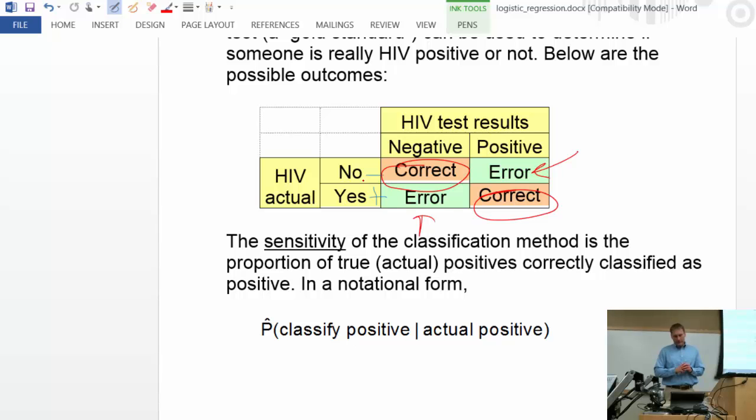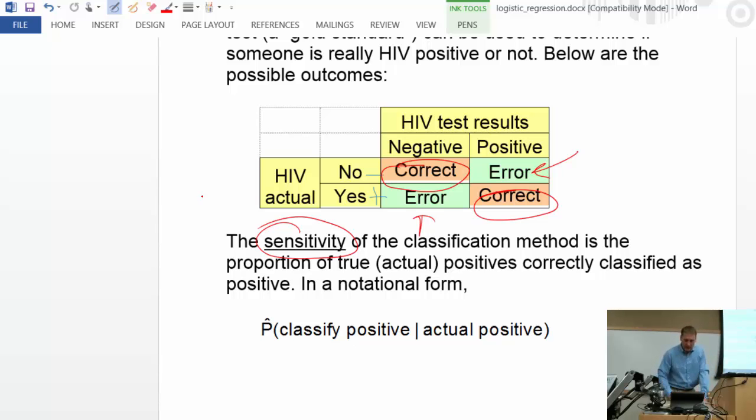Okay. So then, in diagnostic testing situations such as this, and this is where it more originated, but it's used in many other places too, you can focus on those two correct cells there. And we can start defining probabilities of being in those cells. So we're going to talk about something called, first of all, the sensitivity of a classification method.